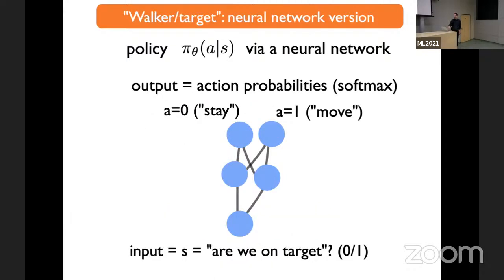And so just to make it very concrete, we can go to our Walker target example again. There the input was just answering the question, are we on the target currently or not? So it's a binary variable, 0 or 1. We have a single input neuron in this case. And then the actions, there are 2 of them, to stay or to move. So action 0 or 1, if you like. And so there will be 2 output neurons, and that's it. Of course, that's so simple that you wouldn't need a neural network, but if you like, you can represent it as a neural network.